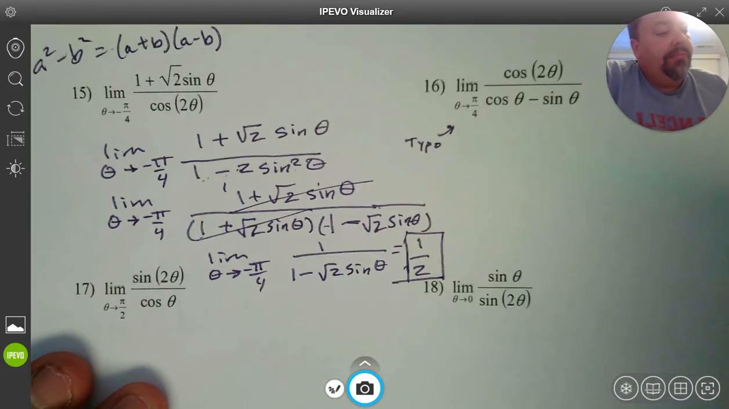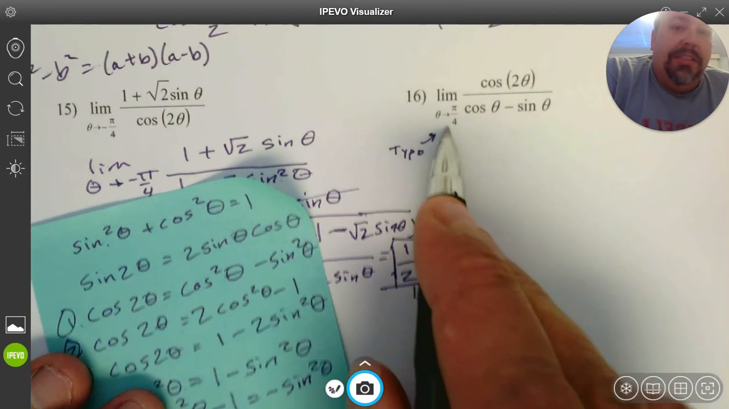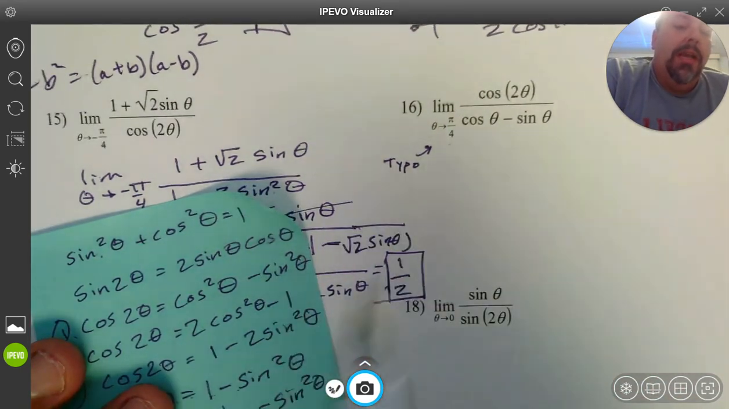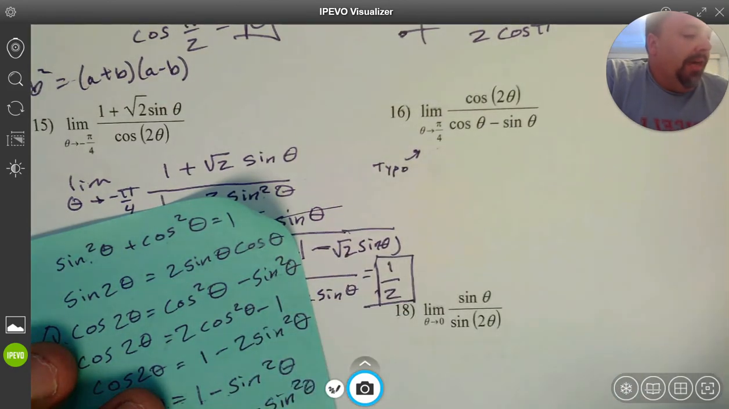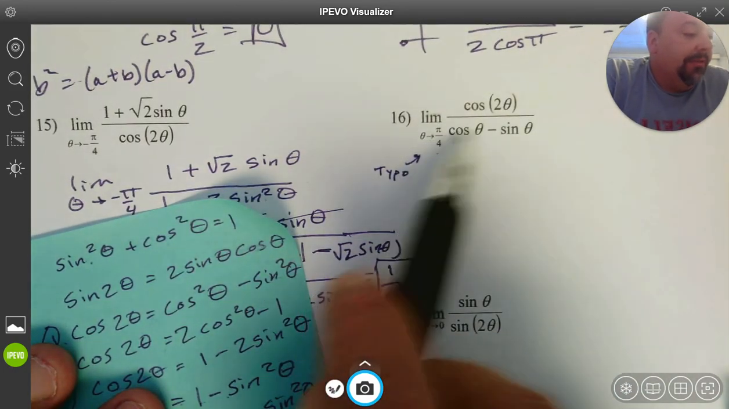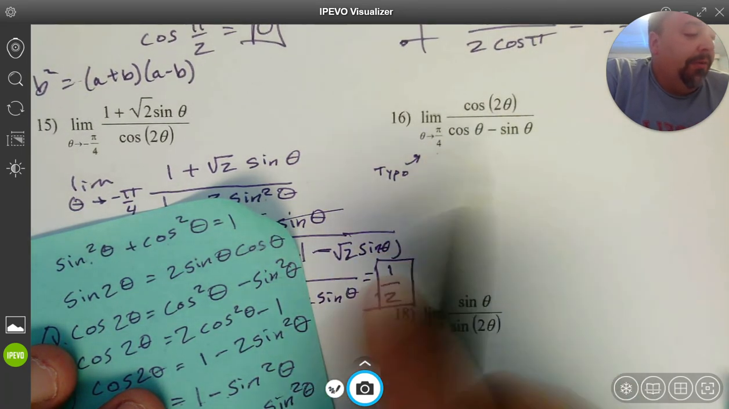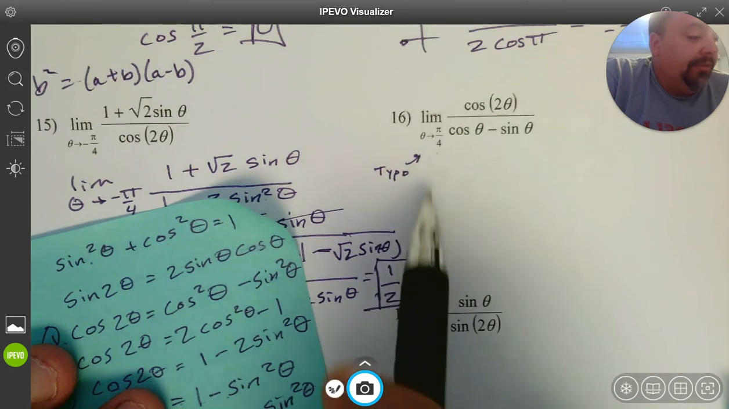Number 16. 16 actually had a typo because I think the original problem that I had put had negative pi over 4, which actually doesn't require any substitution. You can just plug it in. It doesn't require any trig identity, so you can just plug in the negative pi over 4 and do direct substitution.